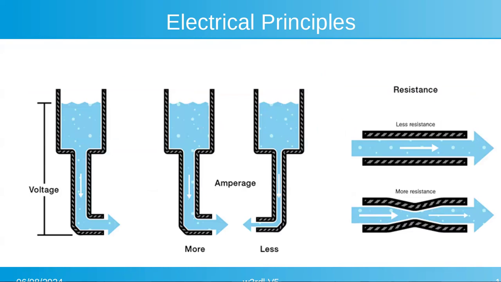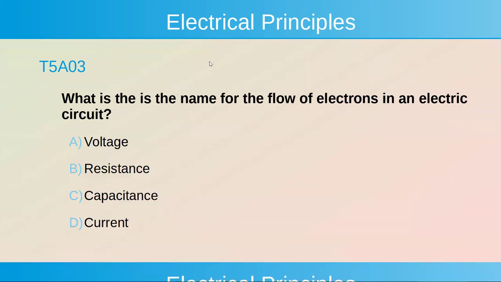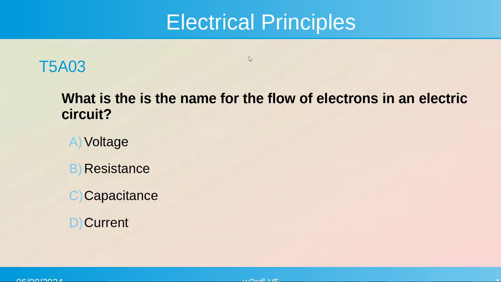There's another one of these water analogies where the height is the voltage. The amount of flow through the pipe is equivalent to the current or the amperage. And the resistance is how much resistance there is in that pipe, which reduces the amount of flow or the amount of current. So the water analogy works for probably 80%, but for DC.